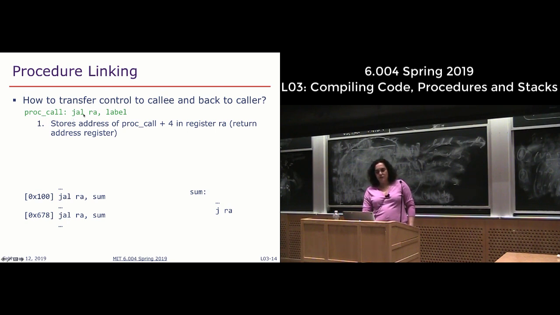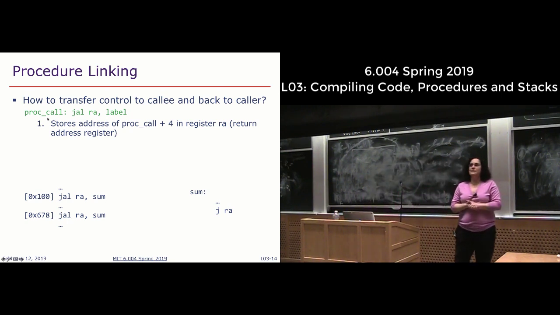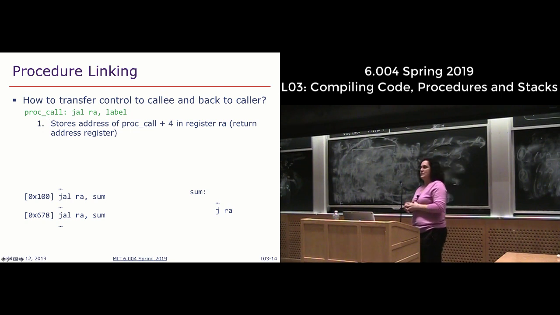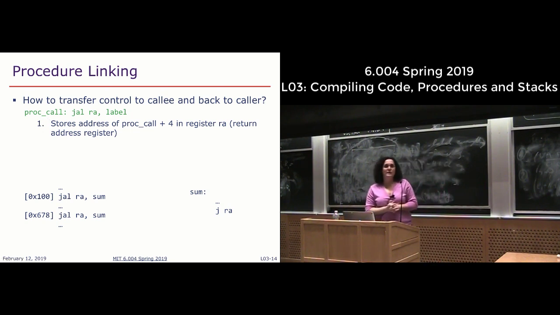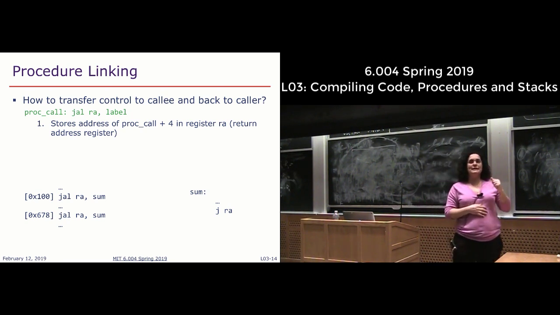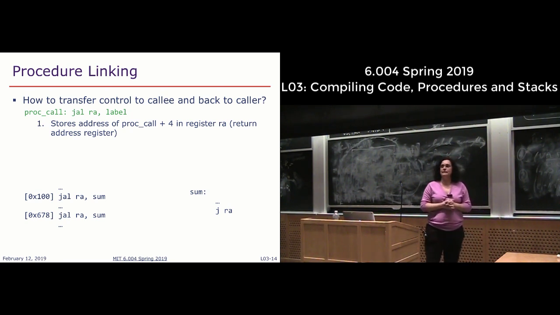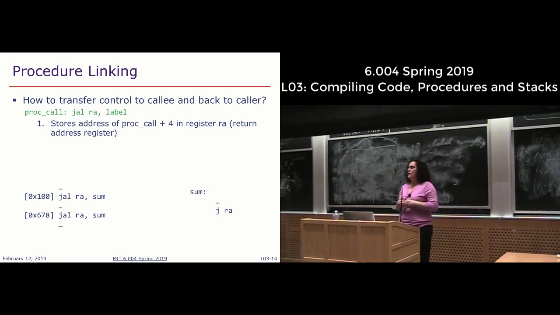Okay, so the first thing that's going to happen is that when I execute a jump and link instruction, if my jump and link instruction is at, I just put a random label here called procedure call, which let's say corresponds to address 0x100 in my memory, then what it's going to store into RA is the address of the instruction that immediately follows this call to my procedure, okay? So if my jump and link instruction is at address 0x100, then what's going to go into RA is 0x104, okay?